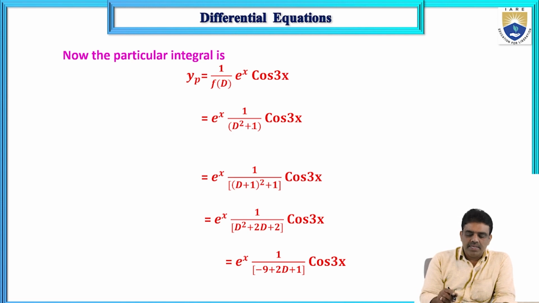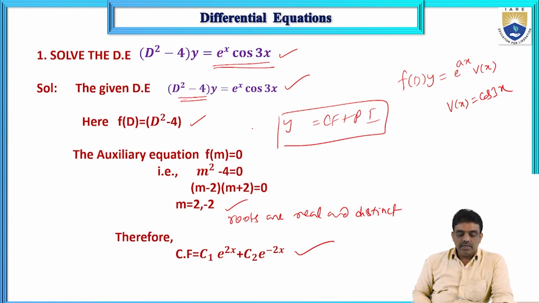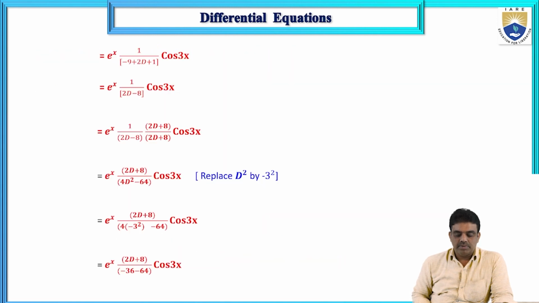So what is f of D here? D square minus 4. Right? Am I right? 1 by, I will write here.